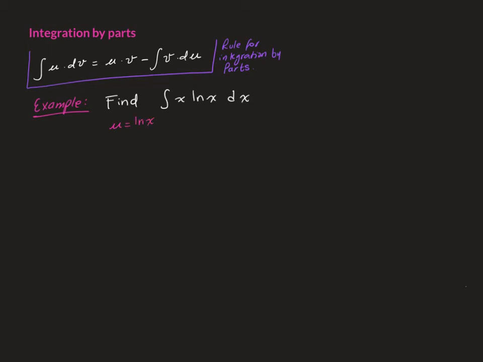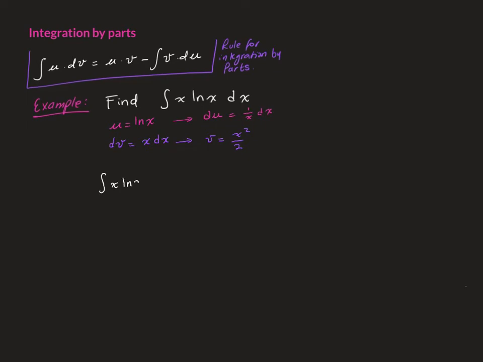And I'm going to say then that dv is going to be x dx. With this definition, we get that du over dx is going to be 1 over x. So du is going to be 1 over x dx. And the function v is going to be x squared divided by 2. Now I'm going to substitute in my integral.